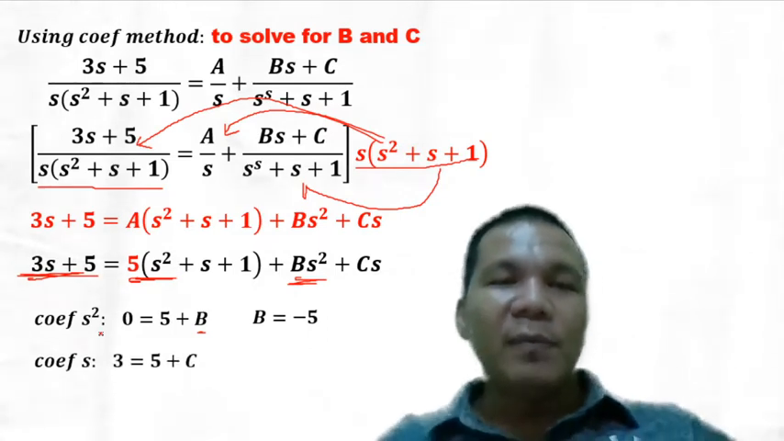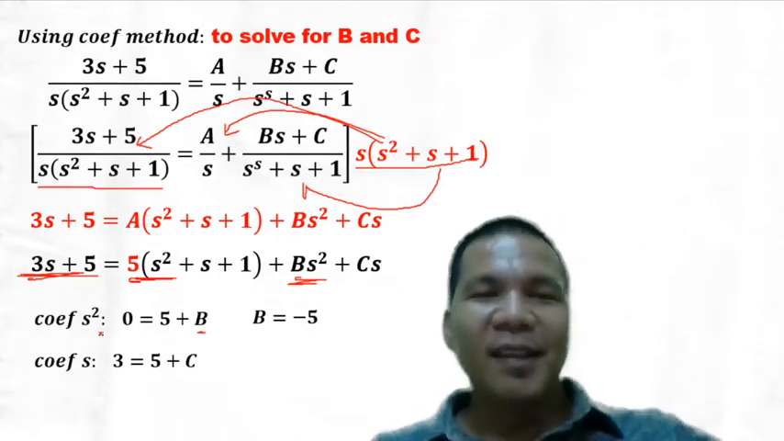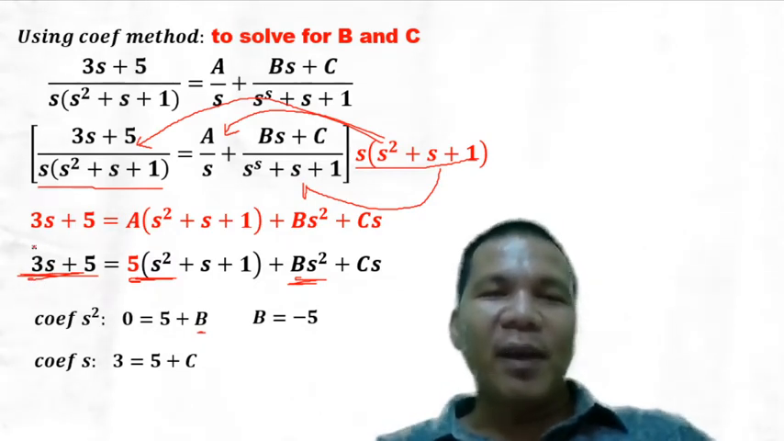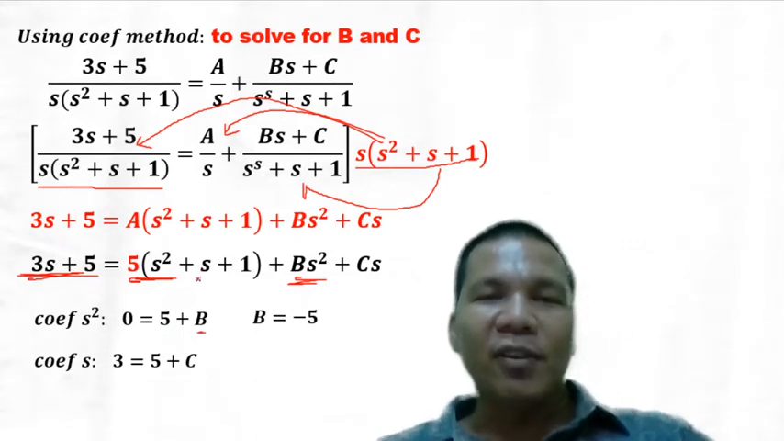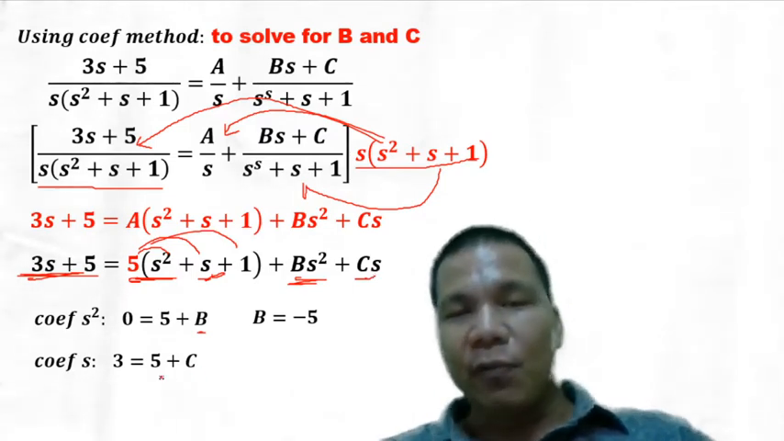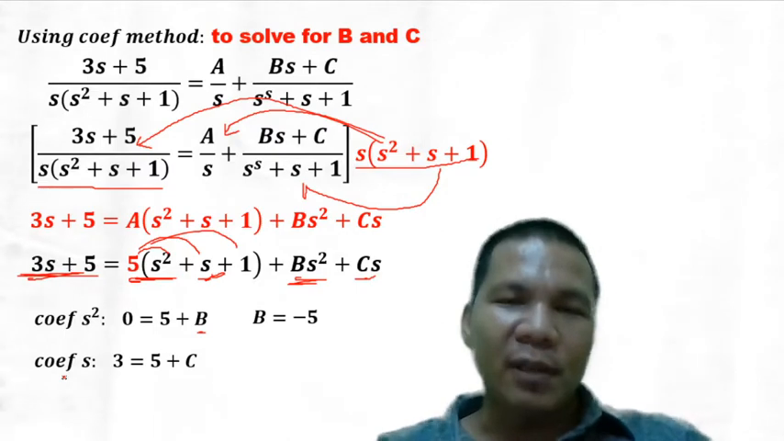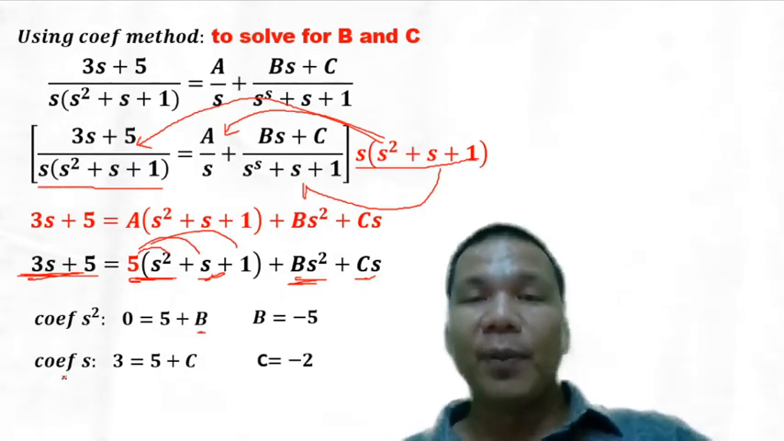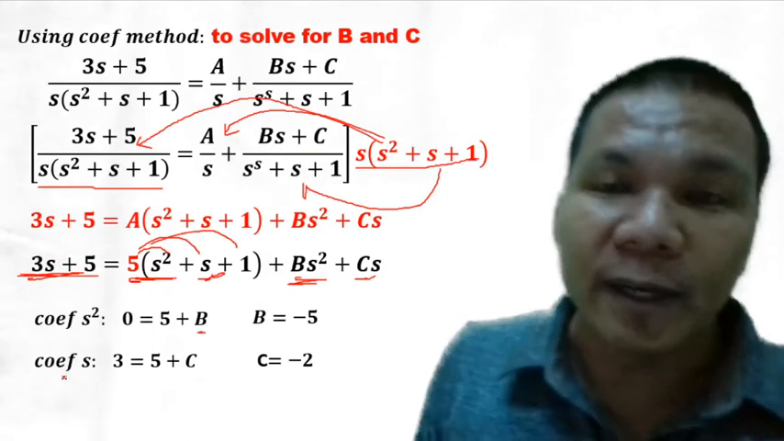Now, let's try to solve the coefficient of s. So in this side, the coefficient of s is 3. So we write 3 equal to, in this side, the coefficient of s here is equal to 5 when you distribute 5. So the coefficient of s here is actually 5. And the coefficient of s here is c. So if we transpose 5 to the other side of the equation, that will give you negative 2. Okay, is that clear? Now we have the values of a, b, and c.